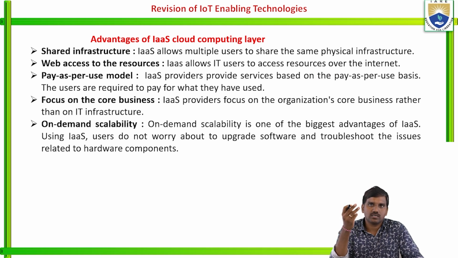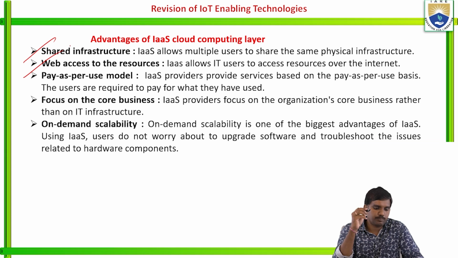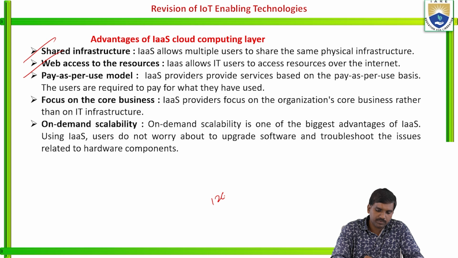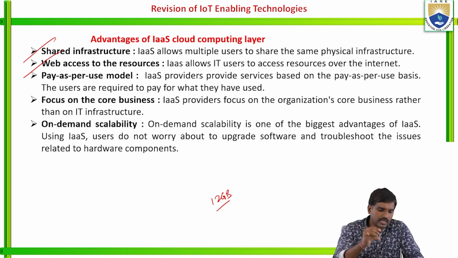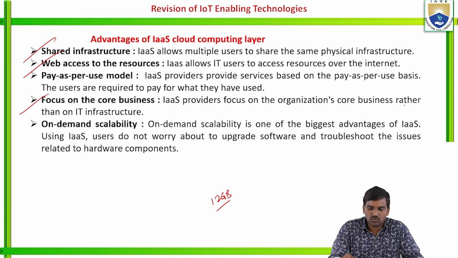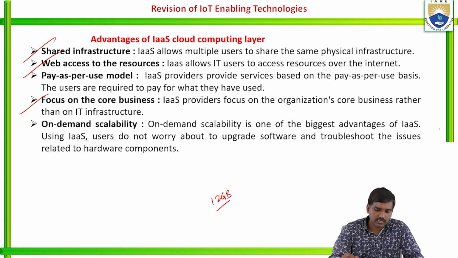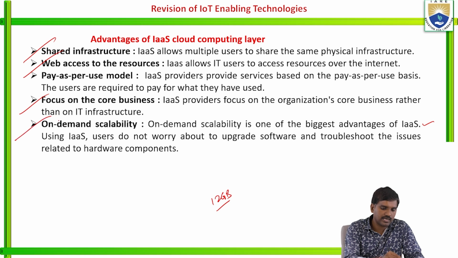Advantages: shared infrastructure, web access to the internet, and a pay-as-per-use model. So however much you use, only for that do you have to pay. For example, if I am using 12 GB of data, you pay only the cost for that 12 GB of data. Also, focus on the core business: the IaaS provider lets the organization focus on its core business rather than on IT infrastructure. And on-demand scalability is one of the biggest advantages of IaaS. So these are the advantages of IaaS.